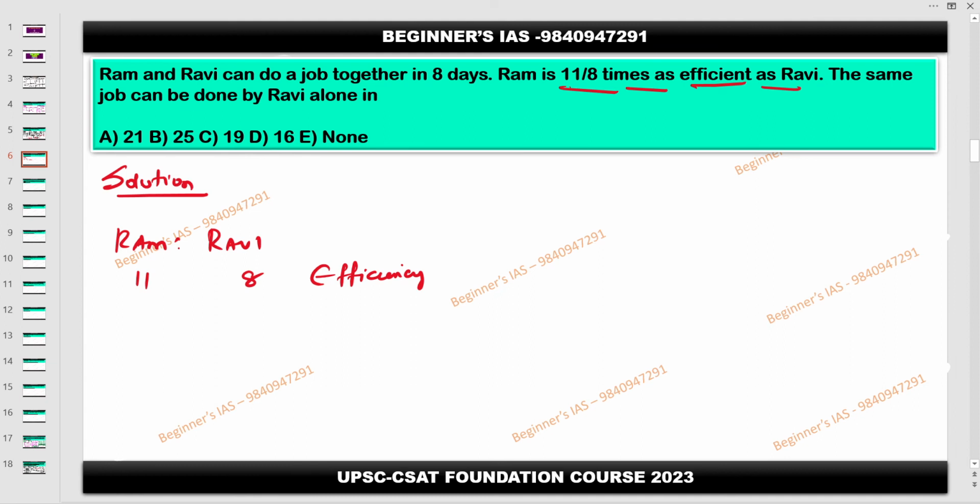So here the question is: Ram and Ravi can do a job together in 8 days. Ram is 11 by 8 times as efficient as Ravi. The same job can be done by Ravi alone in how many days? That is the question. Sir, 19. 19 is right. Which method? Sir, I don't know, sir.